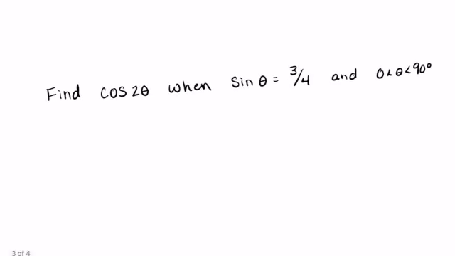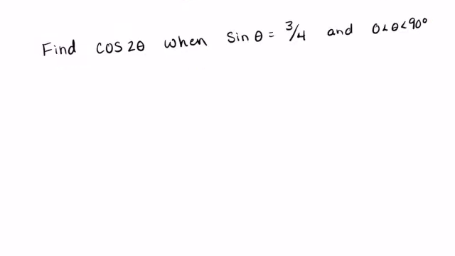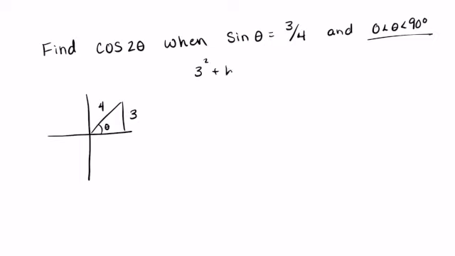So let's look at another example here. Give ourselves a little bit more room. Find the double angle of cosine when the sine of theta equals 3/4, and we are in quadrant 1. So we'll draw a triangle in quadrant 1. They give us that sine is opposite over hypotenuse. We need to find our missing side utilizing the Pythagorean theorem. So that's a very simple process for us to do. And we get that the adjacent side is the square root of 7.